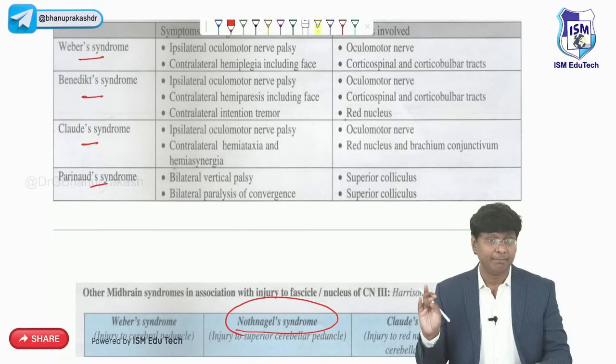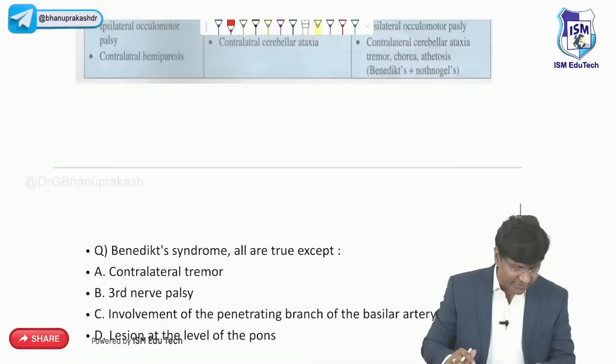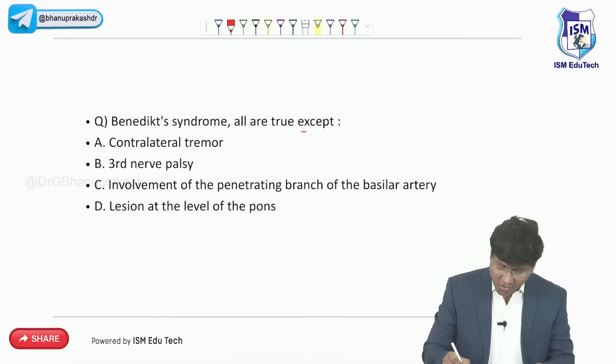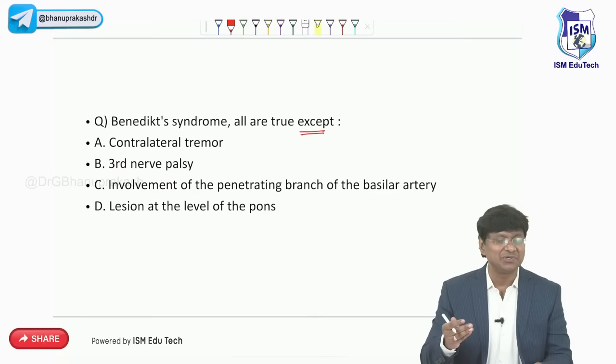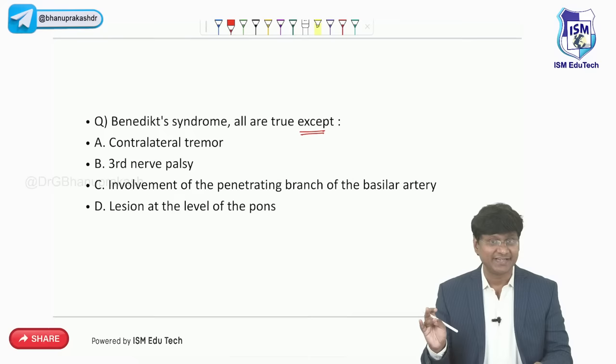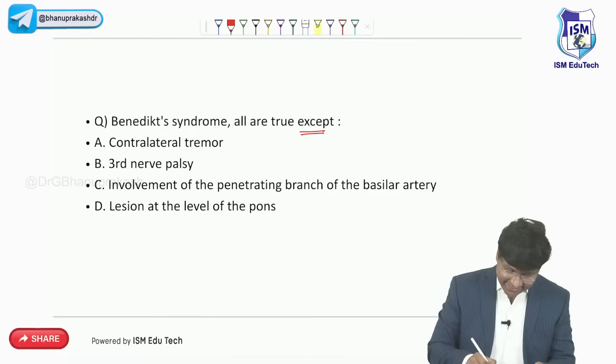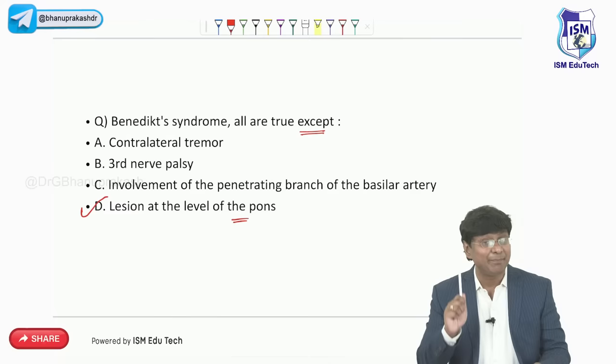Then, now, a quick question on the Benedict syndrome. All are true except, which among the following is not the feature of Benedict syndrome. So just now, what did I tell you? Is Benedict syndrome a midbrain stroke syndrome or a pontine syndrome? Just now we have discussed that Weber's, Benedict's, Claude's, Nothnagel's, Parinaud's, they're all midbrain stroke syndromes. So a lesion at the level of pons would be the wrong statement. Benedict's is not a pontine syndrome. Benedict's is a midbrain stroke syndrome.